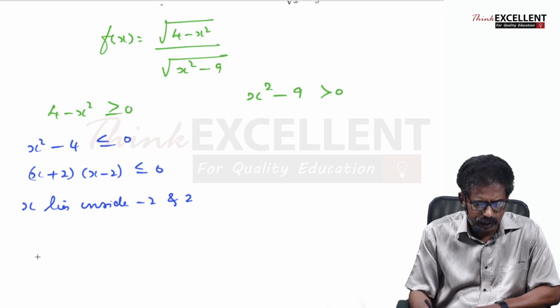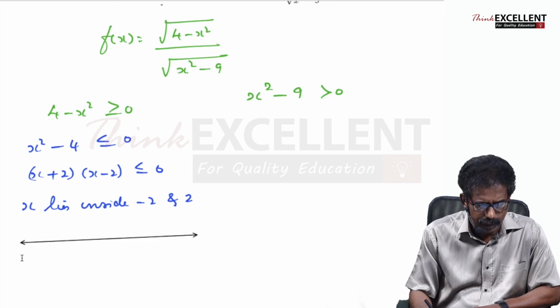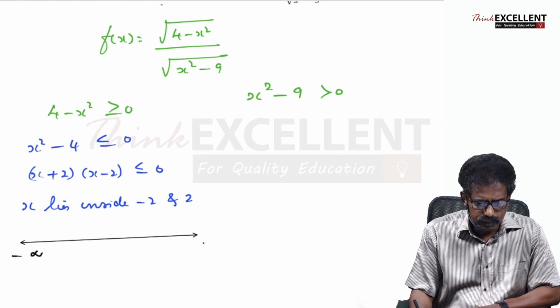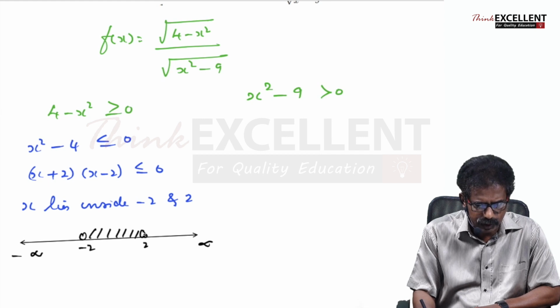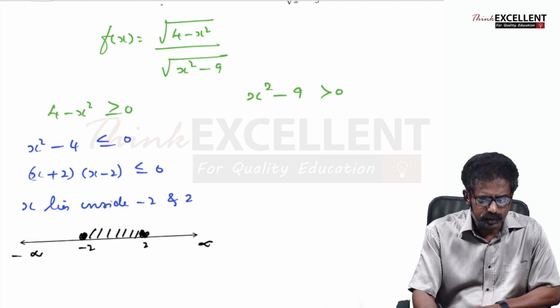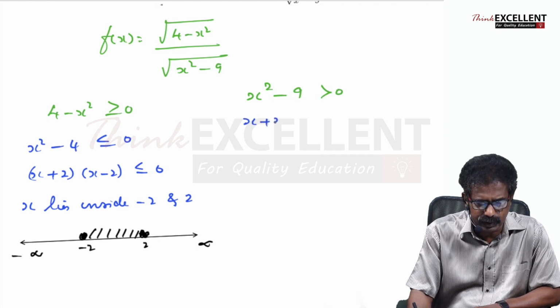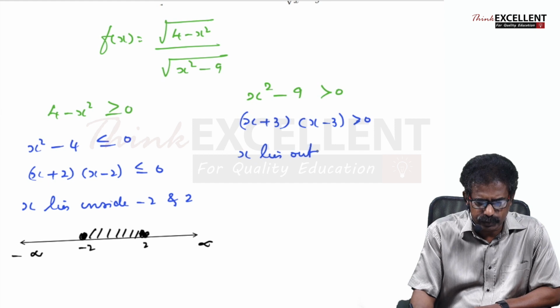So now let us draw a number line for this. So minus infinity to plus infinity, right? It lies between minus 2. So minus 2 is somewhere here, plus 2 is somewhere here. So inside, so this portion and the end points also you can take. Okay, so that you can shade that minus 2 and plus 2 also. Now, you solve the other one, x square minus 9 greater than 0. Factorize it, x plus 3 into x minus 3 greater than 0. Greater than 0 means lies outside. So x lies outside minus 3 and plus 3.